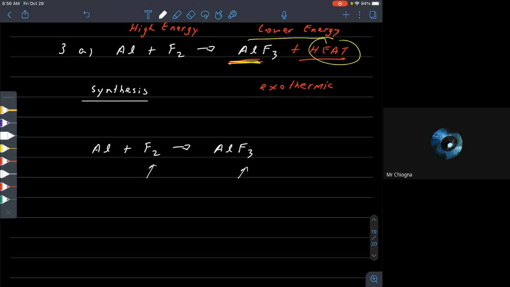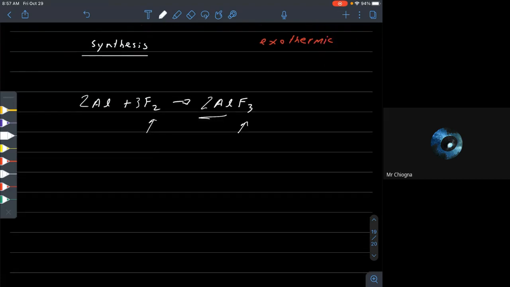Let's find a number that 3 and 2 go into, the smallest number. So I'll put a 2 here, and now I have 6 fluorine, and 2 aluminum. We'll come back to that in a second. So 6 fluorine, 2 fluorine on the left, put a 3 in front. Now it's balanced for the fluorine, but not the aluminum. I've got 2 aluminum here on the right. Put a 2 there. Quick way of doing it.